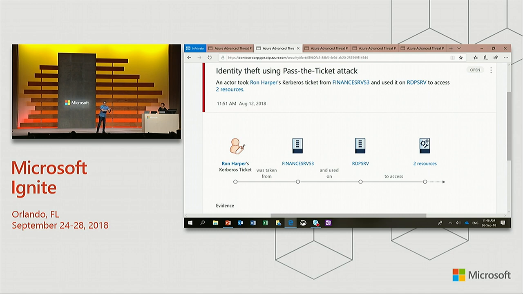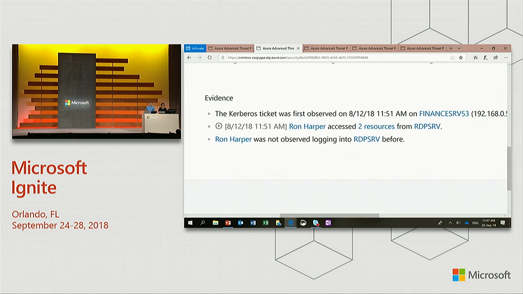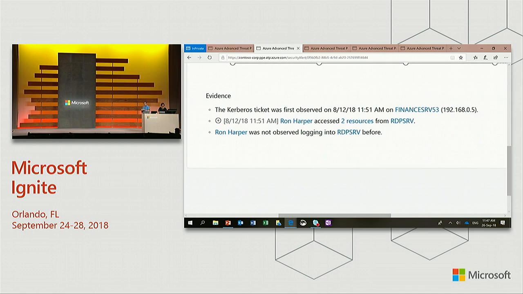What we can see in the description is that Ron was logged into Finance Server 53. And that was valid, and that was good. And Finance Server 53 had Ron's identity there. But then, like magic, we've seen Ron's identity logging in from RDP SRV. And we know that Ron was never using RDP SRV. And this doesn't make sense. So when we see an identity logging in from one computer where this identity was never used before, but it was using the same identity from another computer, this gives us the ability to believe that something is fishy here. And we can see a lot of the information in the evidence.